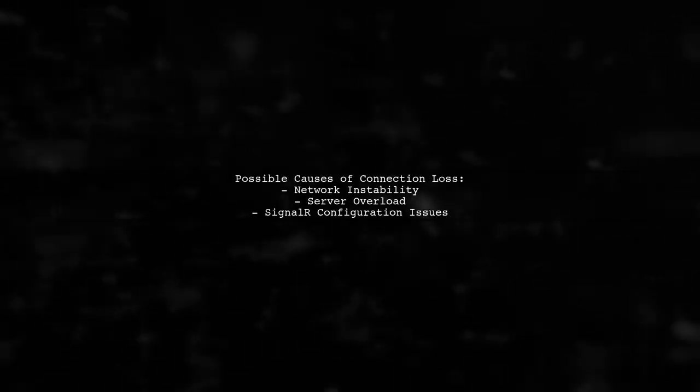First, let's understand the potential reasons why SignalR might lose connection to the server. One common cause is network instability, which can occur even during low traffic periods.